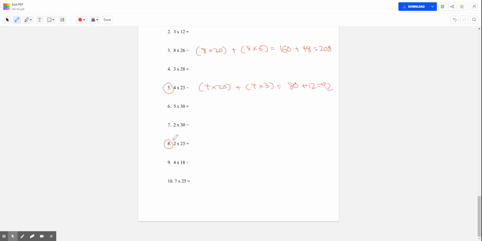Last problem, we're going to try number 8. So we're going to split that into 20 and 3. You get 40 plus 6, which is equal to 46.